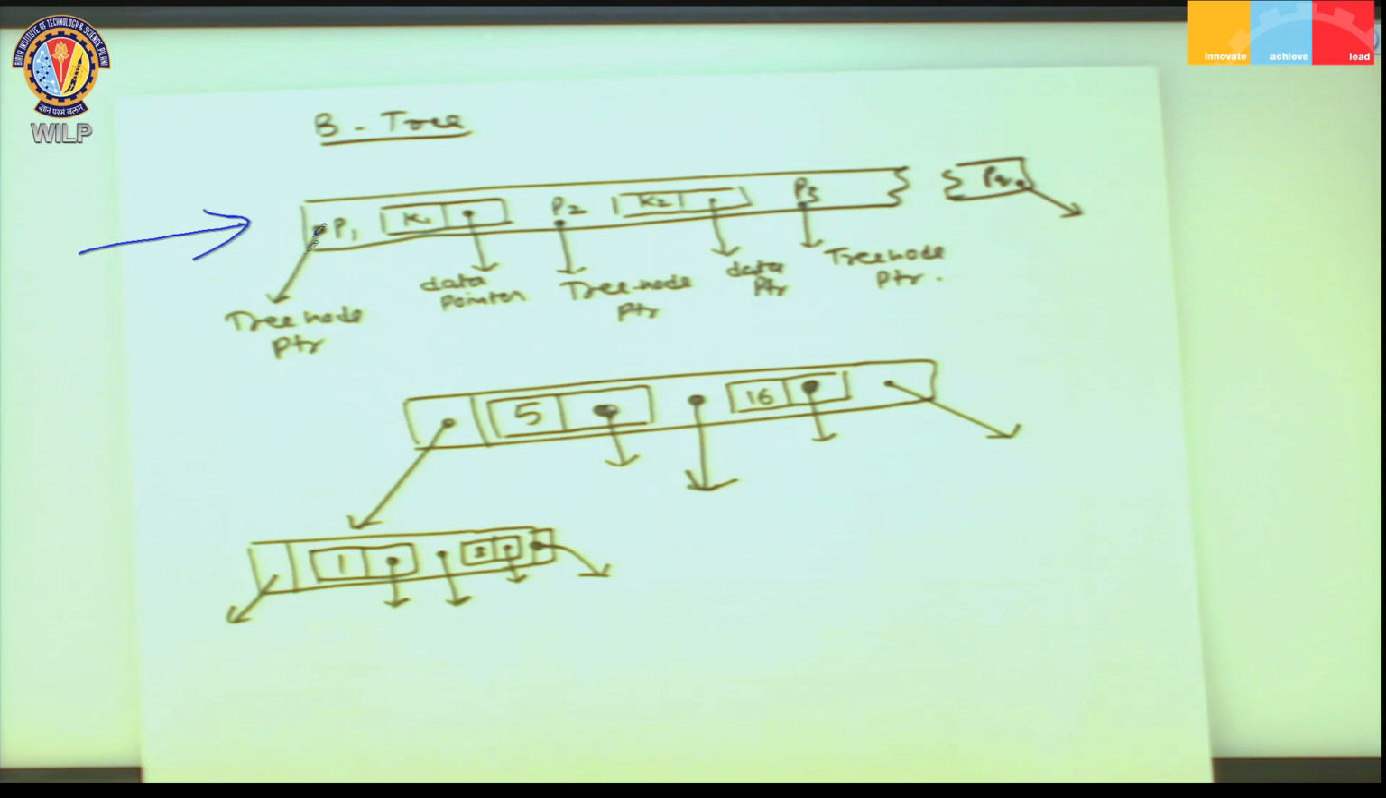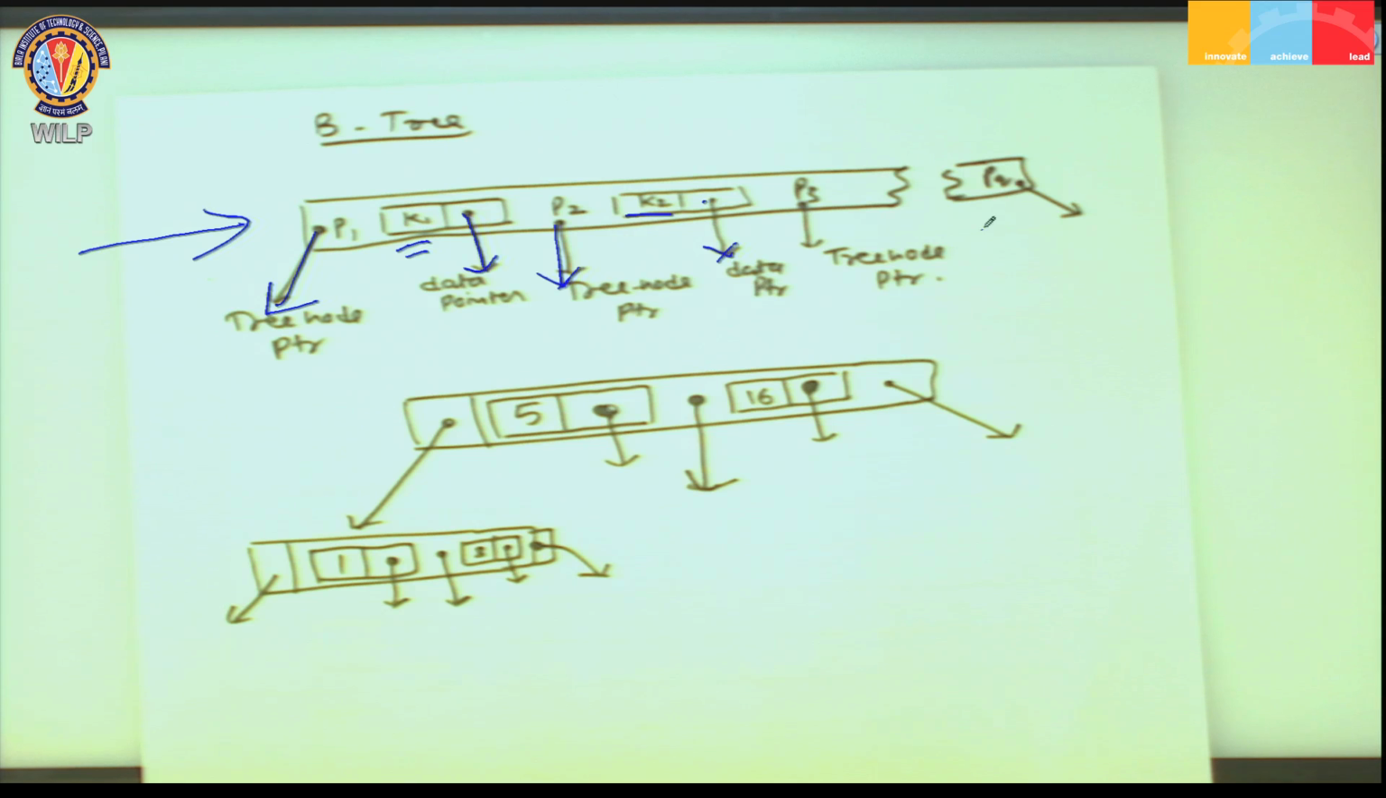And you have a pointer pointing to the tree node, and then you have a key, and immediately next to that there is a pointer to the record which contains key value k1. Then you have a tree pointer, then there is a key k2, and immediately there is a pointer which is pointing to the record with that data value. Then I have P3, so on and so forth.